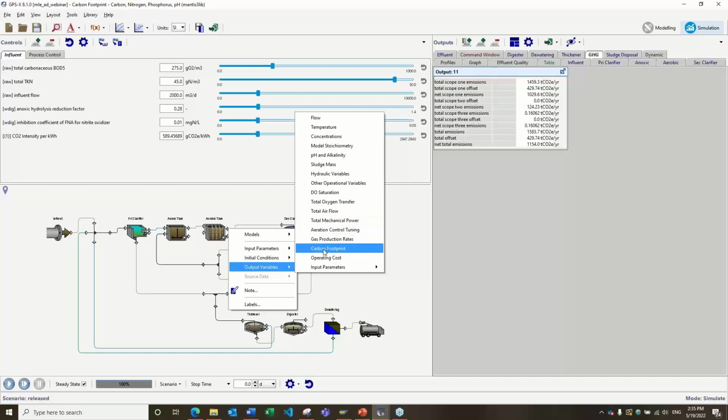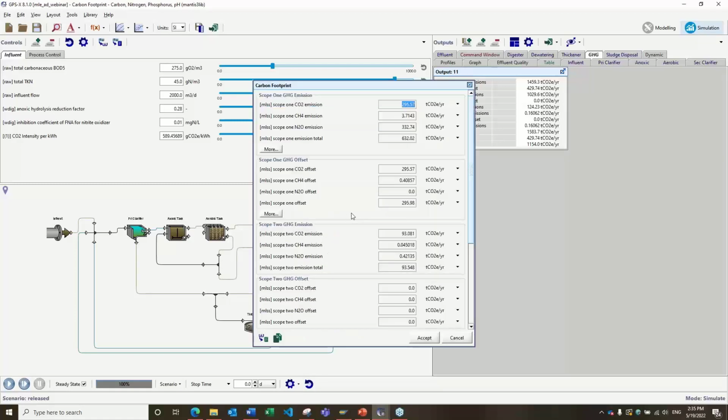There is a menu here which is called carbon footprint. So we can look at each and every unit process and try to identify what the sources of emissions are here. In this case, like I said, this is a scope 1 CO2 emission. So this is 295 here. And there is not much methane we expect to be produced here because this is mostly aerobic and anoxic, but there is a small amount of methane that we are seeing here. Also, the N2O production is taking place, which is contributing a large amount.